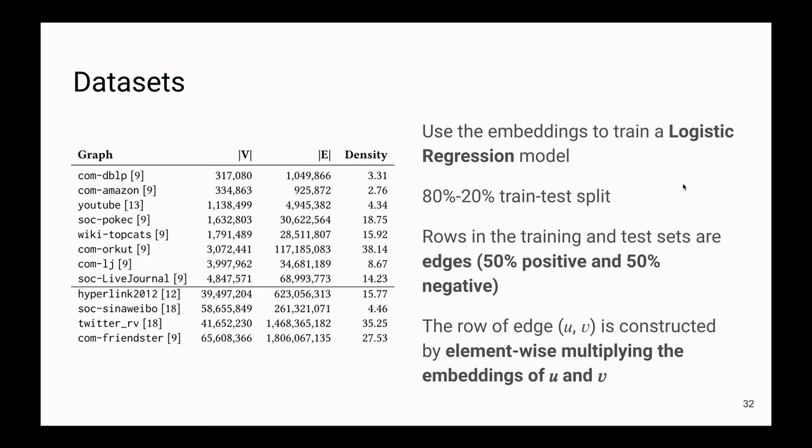We use the embeddings to train a logistic regression model. 80% of the data is used for training and 20% of the data is used for testing. Rows in the training and test sets are edges, where 50% of those are positive and the remaining are negative. The row of edge UV, either in the training set or the test set, is constructed by element-wise multiplying the embeddings of U and V.